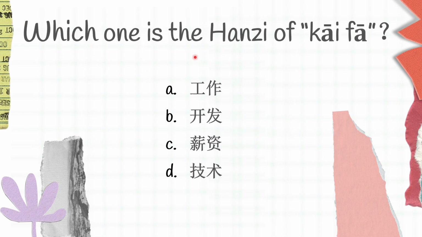Which one is the Hanzi of 开发? Is it A, B, C, or D?